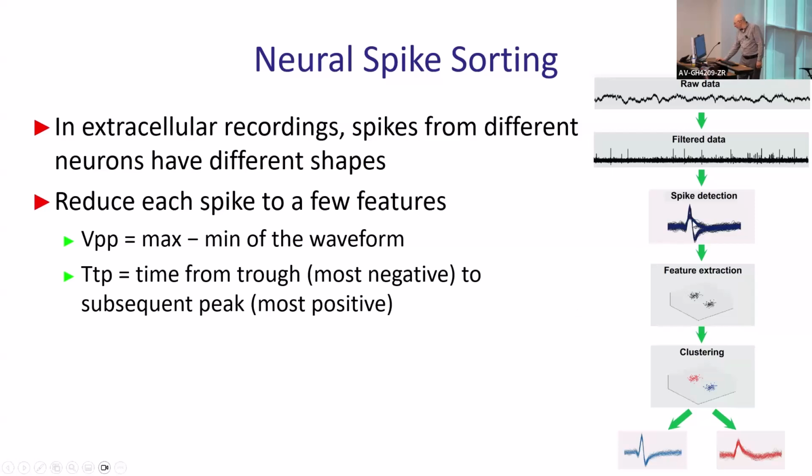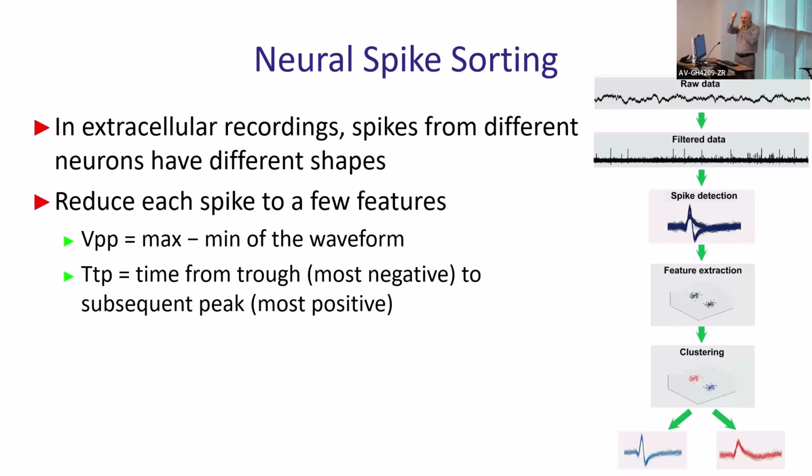And then you have features that you can extract from that type of signal. The features that we'll be extracting are very simple. First of all, V peak to peak, the voltage between the maximum and minimum of that spike. These are very simple numbers that you can extract: max minus min of the waveform. And T, the time from trough to subsequent peak, the distance between minima and maxima, between the highest point and the lowest point. So this distance in time means how wide the spike is.